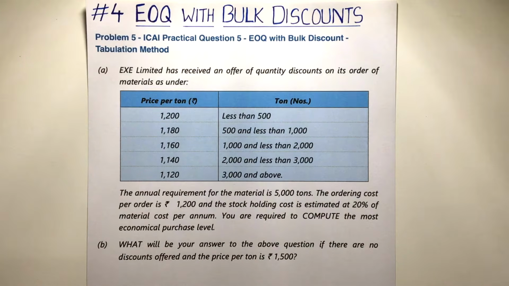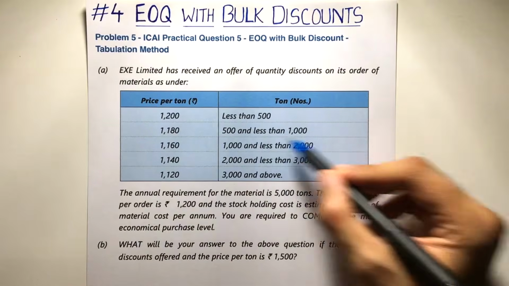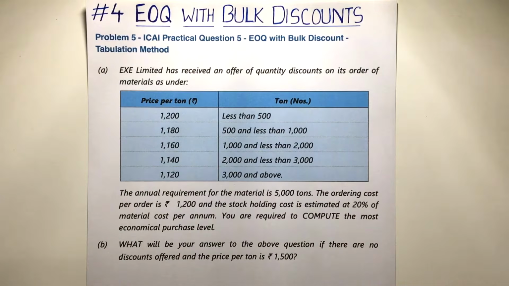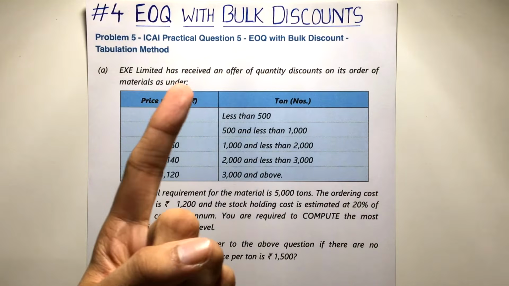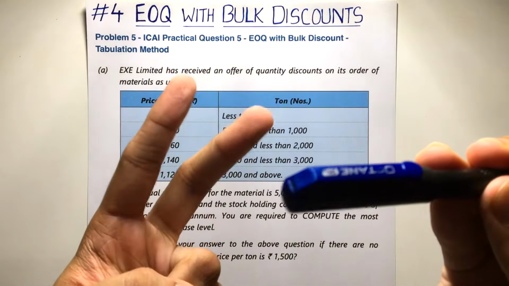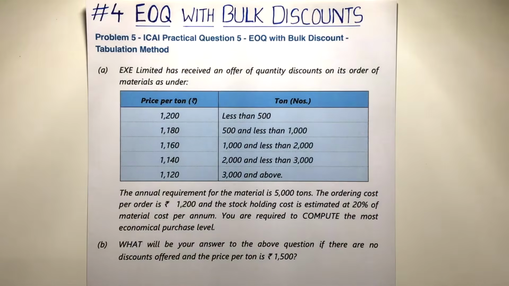If we go and calculate EOQ, then you'll be getting 5 EOQs over here: EOQ of first level, second level, third level, fourth level, fifth level. And EOQ doesn't consider the purchase price. It just takes into account the annual demand, 2AO divided by C. It just takes into account the annual demand, the ordering cost and the carrying cost. It doesn't take into account the purchase cost. So that is why what we have to do.